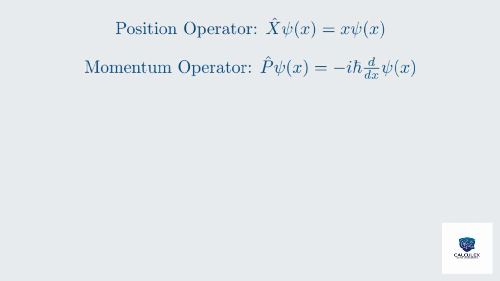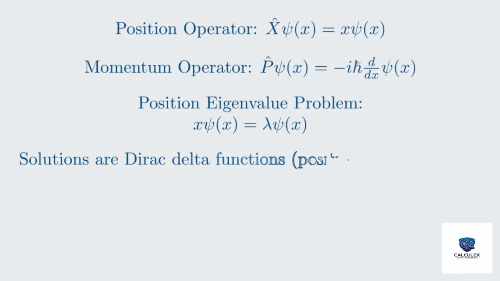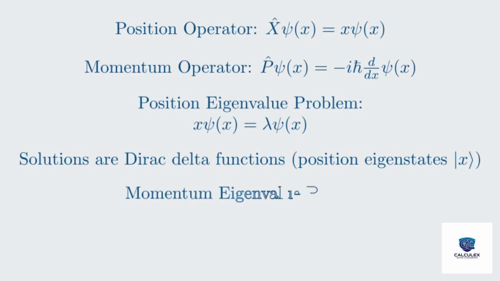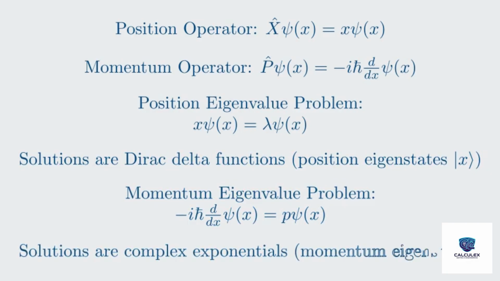The eigenvalue equation becomes a differential equation. For position, the equation is x times psi of x equals lambda times psi of x. The only solutions are highly singular functions called Dirac delta functions, which are just fancy names for the position eigenstates. For momentum, the equation is negative i h bar times the derivative of psi of x equals p times psi of x. The solutions are complex exponentials. These are the momentum eigenstates.